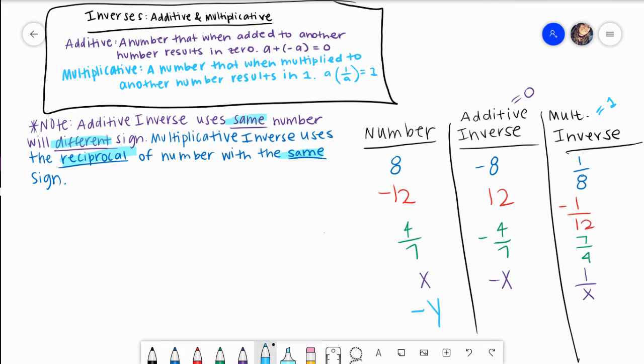What can I add to that to get 0? Well, my note says same number, different sign. And then for the multiplicative inverse, I use reciprocal, same sign. Okay, so let's look at the 4 over 7.